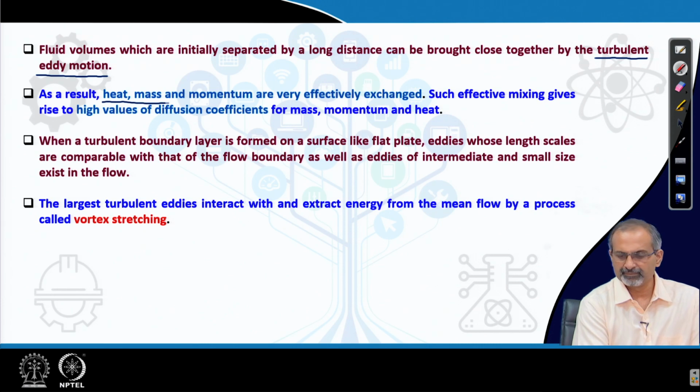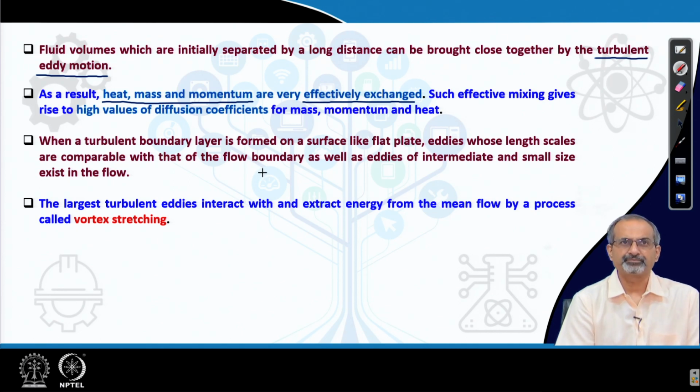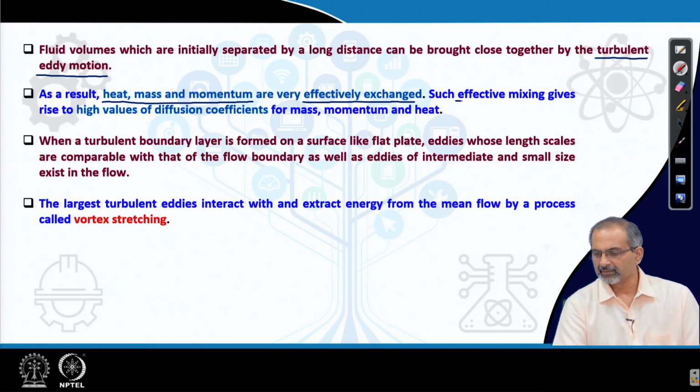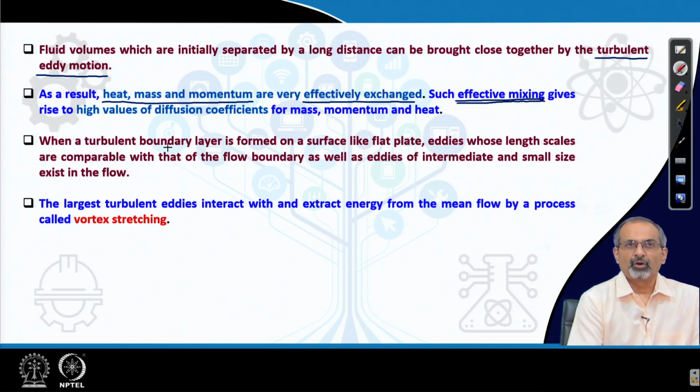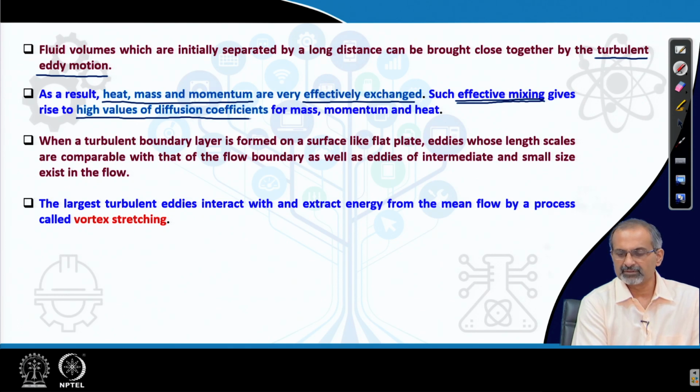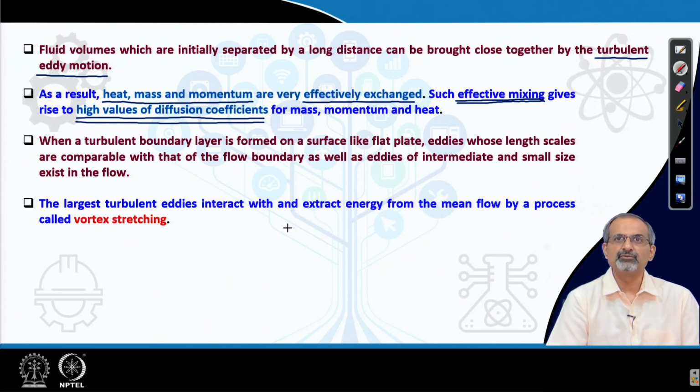So, the turbulent eddy motion brings in effective exchange of heat, mass and momentum, and we are essentially talking about effective mixing of heat, mass and momentum through these fluctuations, and they give rise to high values of diffusion coefficients. So, it is not only molecular diffusion that is happening, there is augmented diffusion because of the turbulent eddying motion.